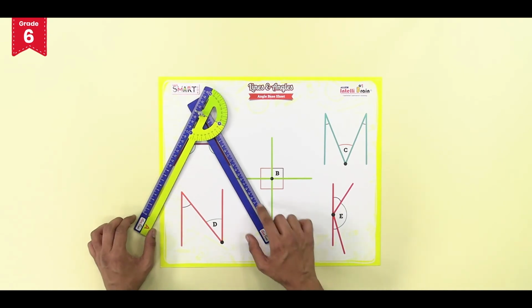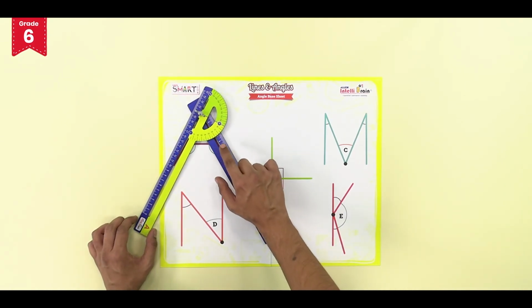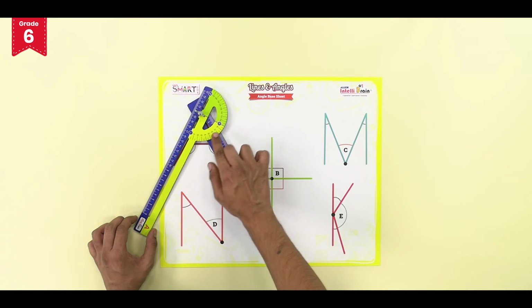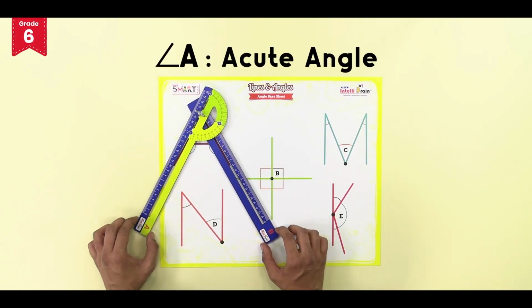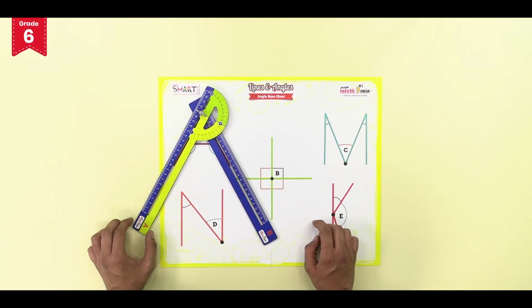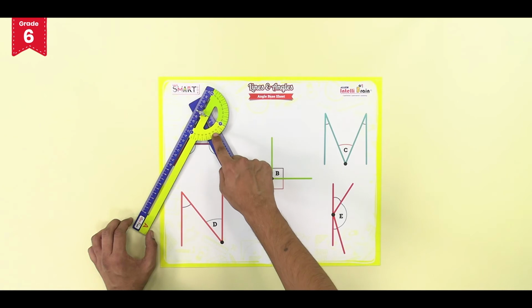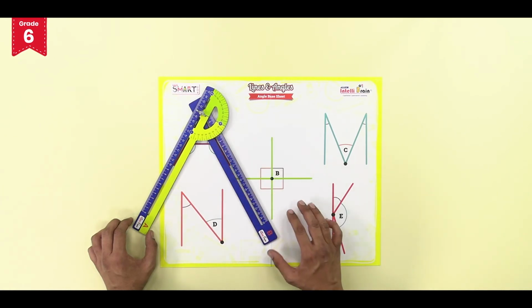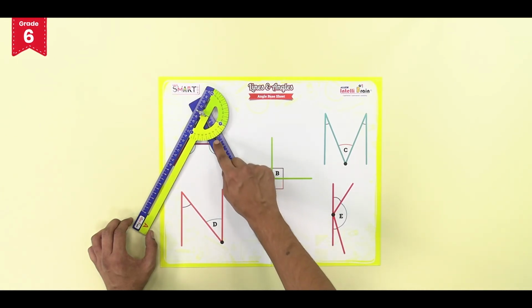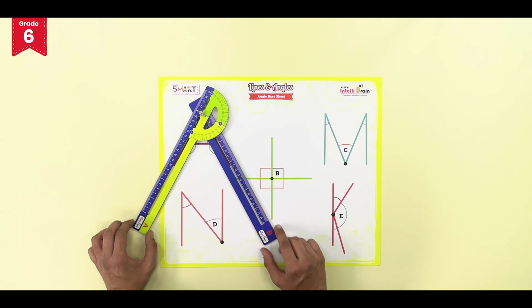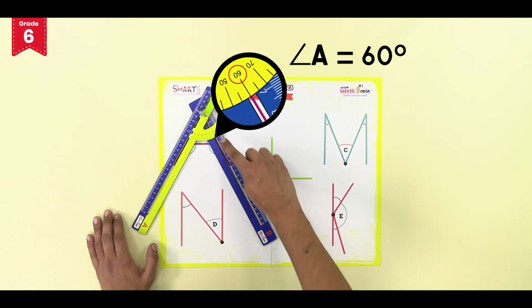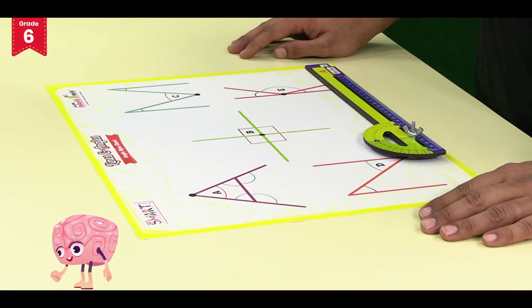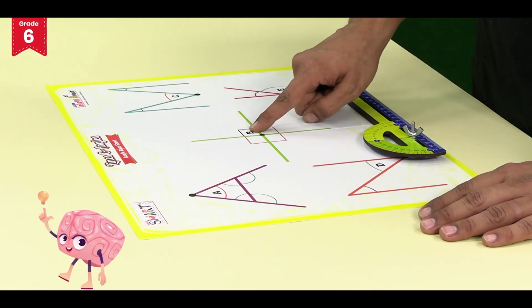Now we can see that the measuring tool B is positioned under the yellow section of the measuring tool A. This means angle A is an acute angle. The measure of the angle A is equal to the mark on the measuring tool A, which is above the slit of the measuring tool B. The measure of the angle A is equal to 60 degrees. What do you think about the angle B?